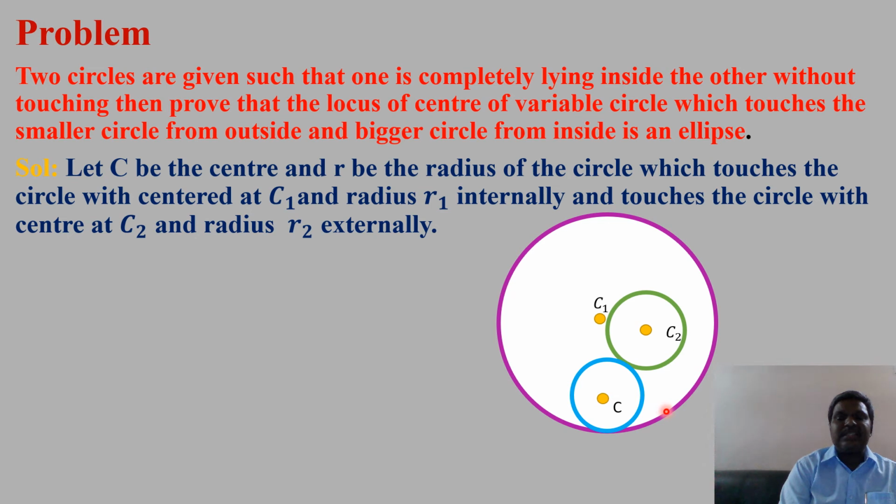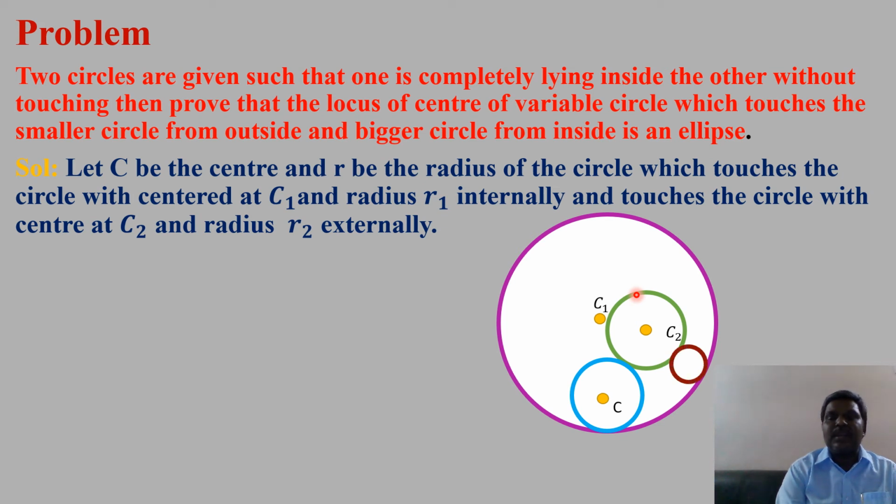It touches the largest circle internally, and this touches the smallest circle externally. So how many circles can you draw in this manner? You can draw an infinite number of circles in such a way that the circle touches the largest circle internally and the smallest circle externally. I am showing one more circle to you.